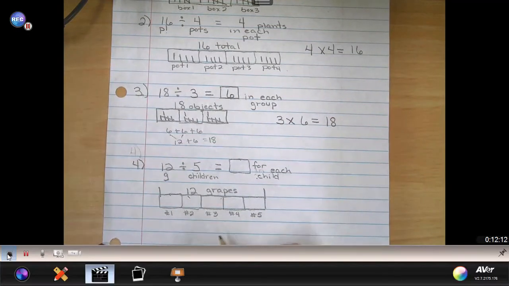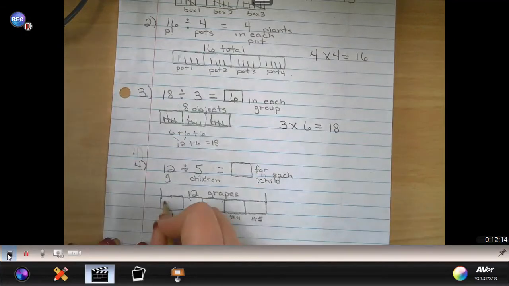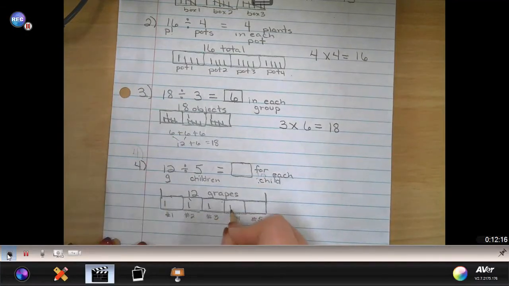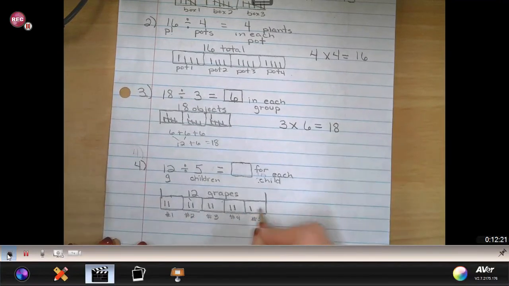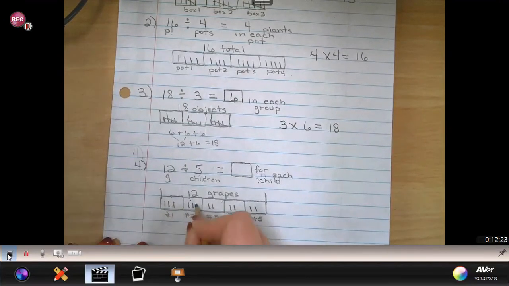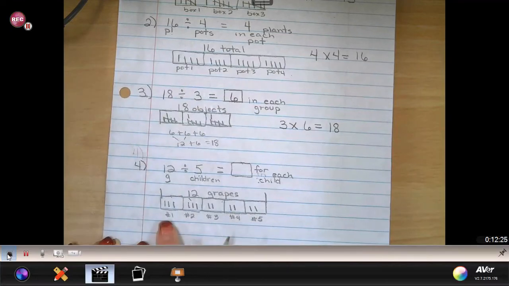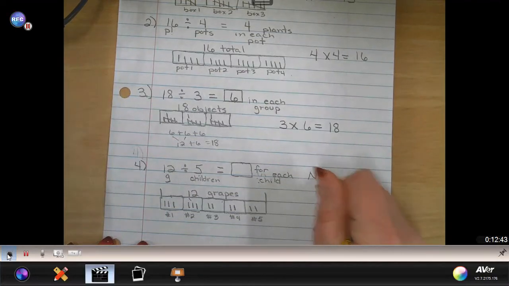So I start to sort and share: 1, 2, 3, 4, 5, 6, 7, 8, 9, 10, 11, 12. Now, if we look at the number of grapes for each child, you can see here there are 3 and 3 here, but the rest of the children have only 2. So can these grapes be shared equally between the 5 children? So we could say no.